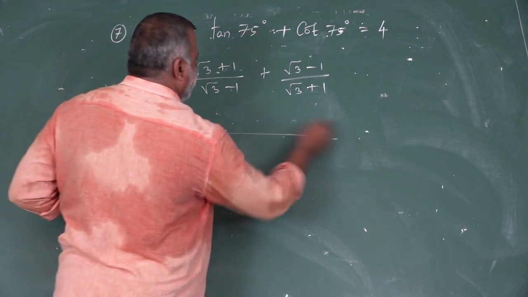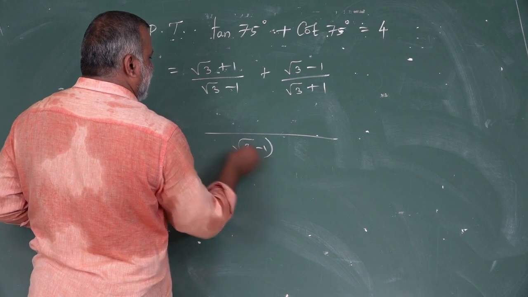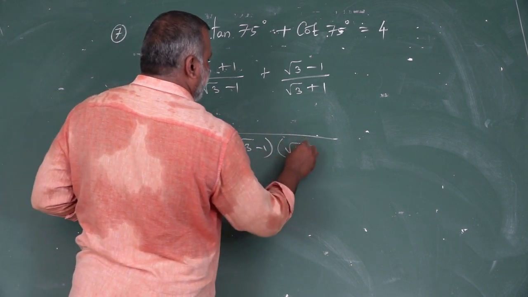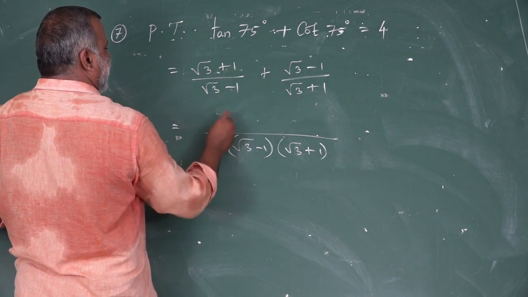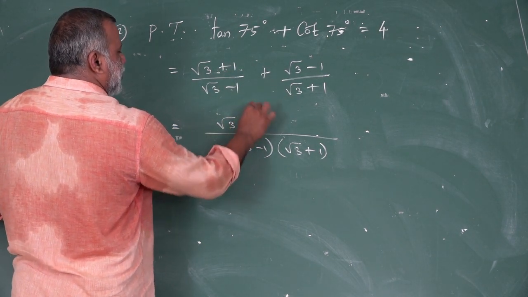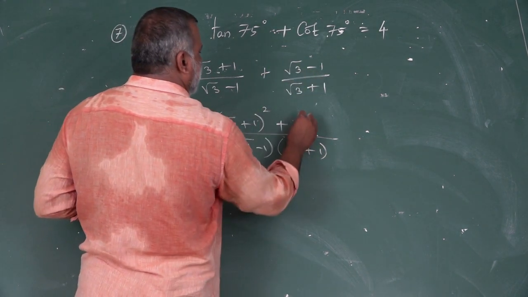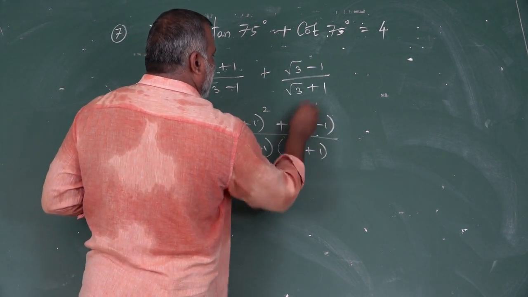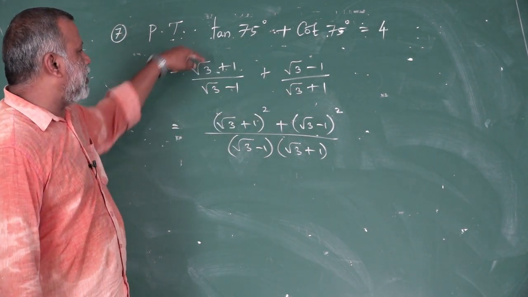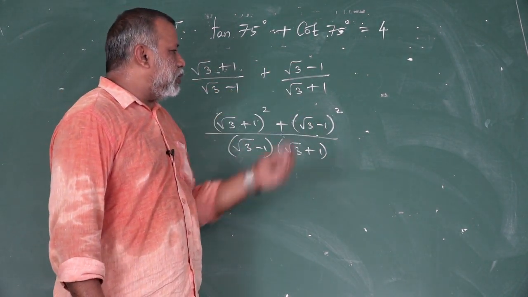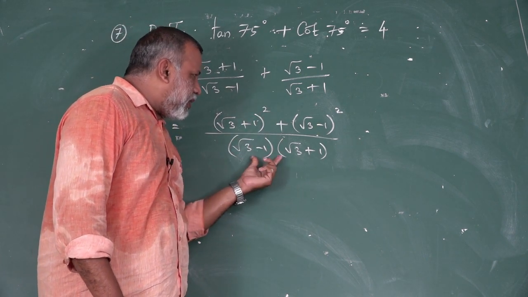Now take LCM here, different denominators. So root 3 minus 1, root 3 plus 1, this is the LCM we are going to take. See, this is multiplication with here. We can get root 3 plus 1 the whole square plus here root 3 minus 1 the whole square. So in the first place we can get root 3 plus 1 the whole square. In the second place root 3 minus 1 the whole square. Then root 3 plus 1 times root 3 minus 1.